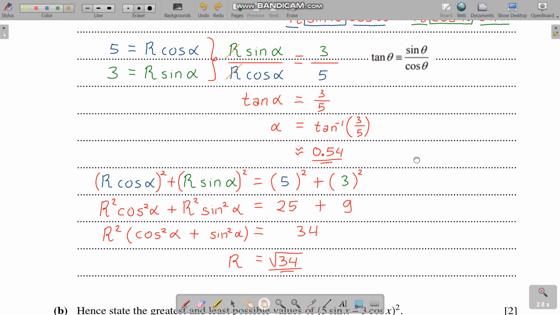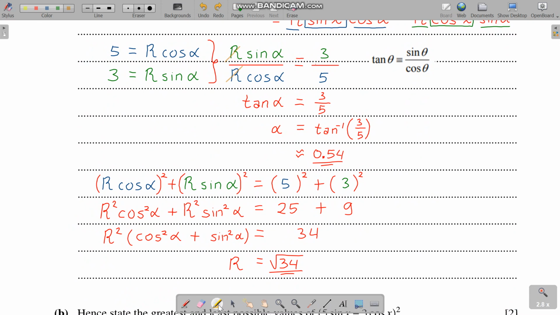And to find the r, we can just square and add. So r cos alpha, r sine alpha are 5 and 3, because if we square, we get r squared cos squared alpha plus r squared sine squared alpha, and we factor out the r squared. We have cos squared plus sine squared.